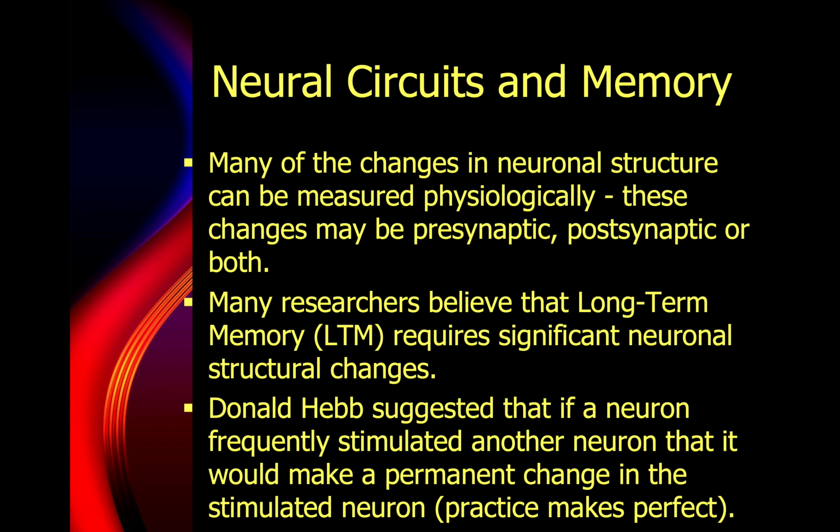Donald Hebb suggested that if a neuron frequently stimulated another neuron, it would make a permanent change in the stimulated neuron. And this is where practice does make perfect. This is one of the reasons why last time I asked, how many times does it take to remember something, to get something in your long-term memory? The answer is the magic number of 3 usually. Some people can remember things after one incidence, but a rule of thumb is 3. Maybe it takes 5 for select complex structures, but 3 is a pretty good number.